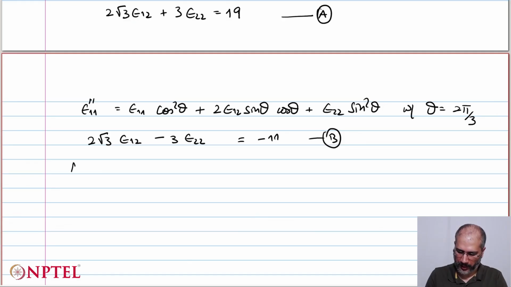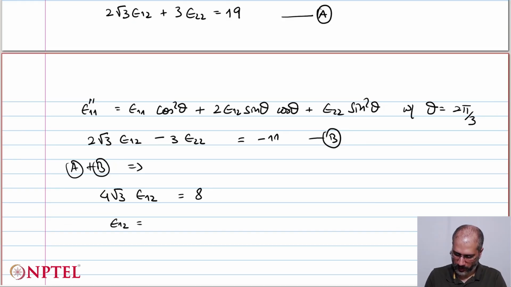So I can simply add the two, which results in 4 root 3 times epsilon 1 2, and that is equal to 8. So from this, epsilon 1 2 is 8 by 4 root 3, which is 2 upon root 3, which is typically written as 2 by 3 times root 3. So this is my epsilon 1 2.